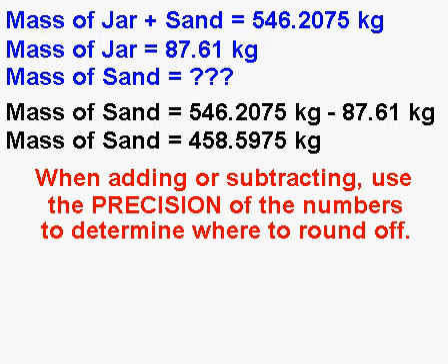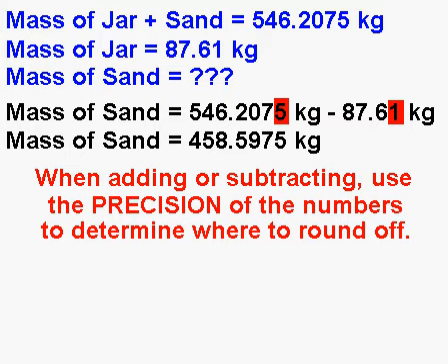What's precision? Well, precision is essentially determined by the number of decimal places. The more decimal places there are, the more precise the number. Let's look at these two numbers. The first number, 546.2075, has a 5 in the 10,000ths place. The first decimal place is the tenths place, the next is the hundredths, the next is the thousandths, the 5 then is in the 10,000ths place. If I look at the second number, however, the second number has a 1 in the hundredths place, and that's as far as it goes.